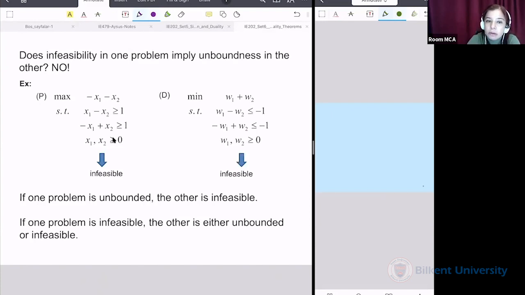But if one problem is unbounded, the other one is infeasible. It's provable. I cannot prove this with an example. I just proved it with a normal mathematical statement. The other version, if one of the problems is infeasible, the other one is unbounded, not necessarily. Here is an example where the other one is also infeasible. So the correct version is: if one of these problems is infeasible, the other one is either unbounded or infeasible.